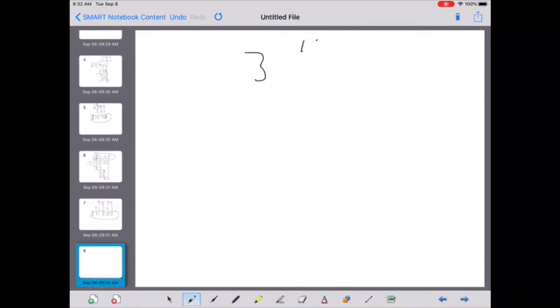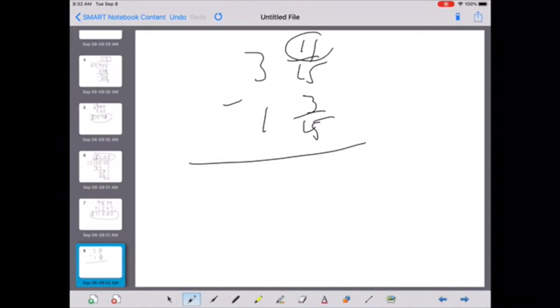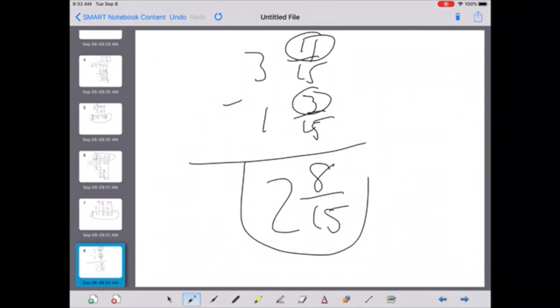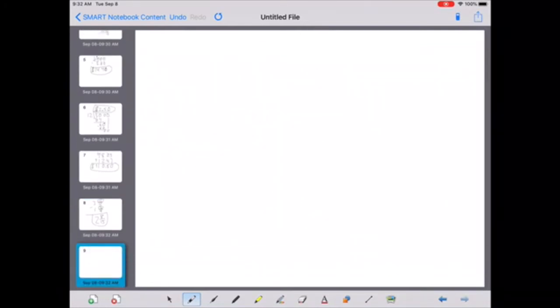Flipping over your answer key, you're up to number 17. 17 is subtraction. 3 and 11/15 minus 1 and 3/15. I'm writing them up and down. They'll help in the future. I subtract the numerators. 11 minus 3 is 8. The denominators stay the same. I go back to my whole numbers. 3 minus 1 is 2. I have 2 and 8/15.